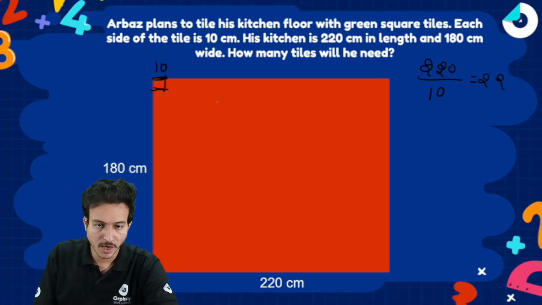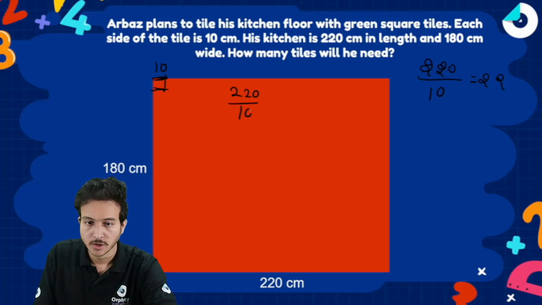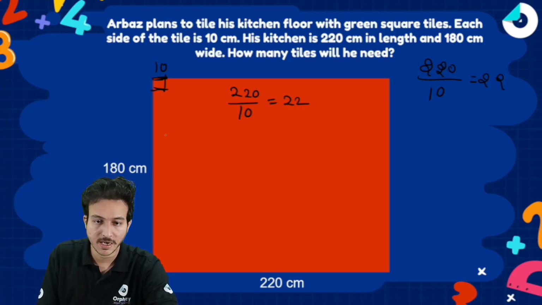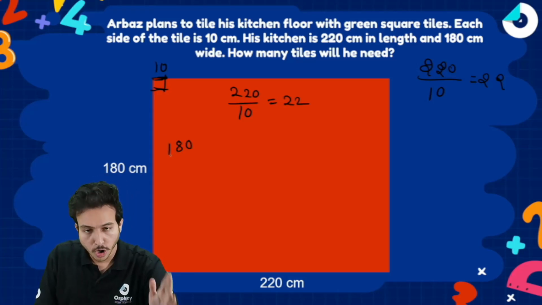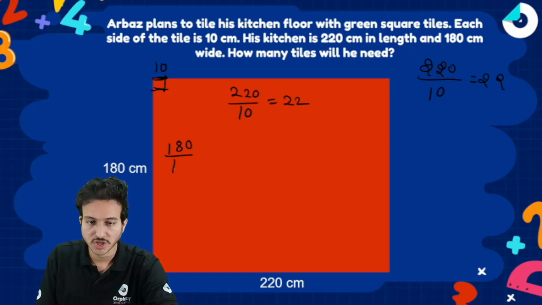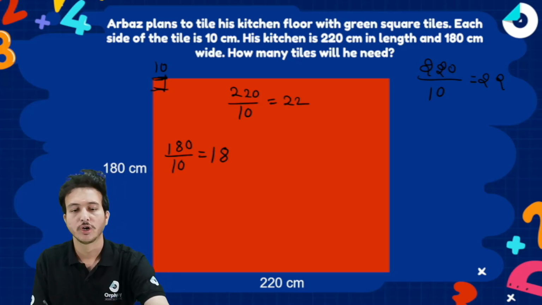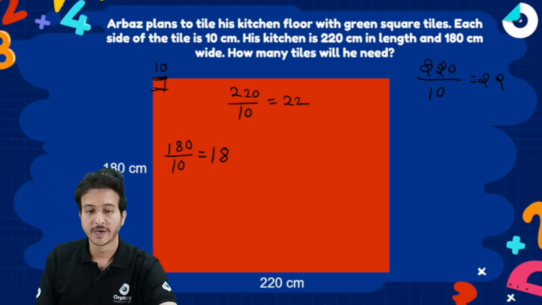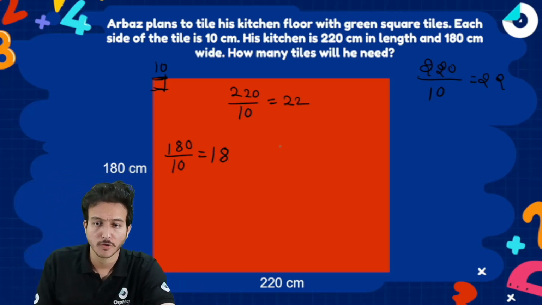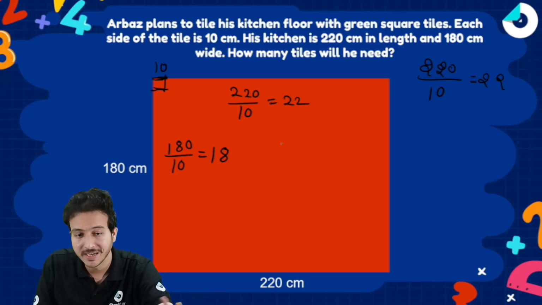Similarly, if you count down over here, you will get to know you need 220 by 10 to completely cover it. It will give you the value as 22. Similarly, if you want to find the number of squares needed along the breadth to completely cover it, just divide by the length of 1, and you will get 18 are needed to completely cover it along the breadth.